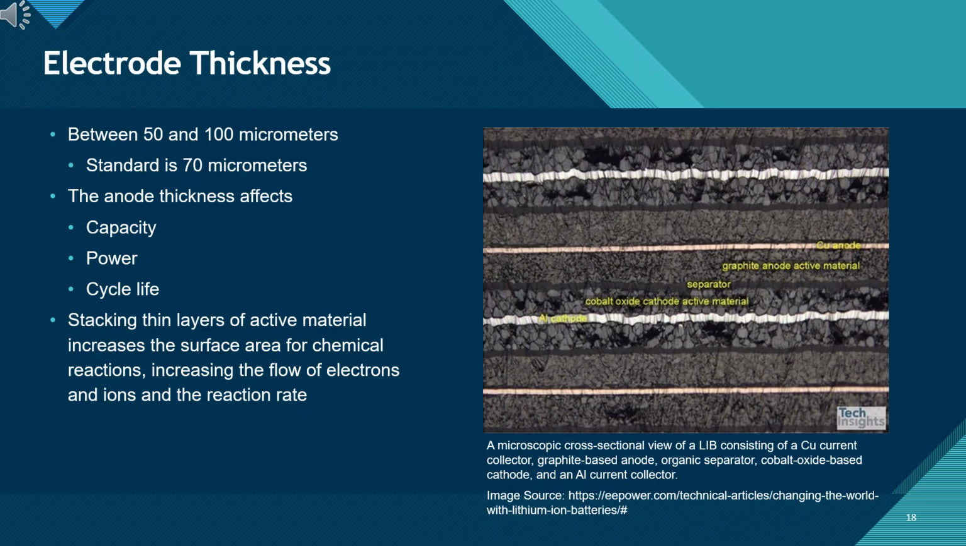Why do we care so much about this specific thickness? It comes down to a trade-off between capacity and power. If we make the layers thicker, we pack in more active material, which gives us higher capacity, energy. However, if we keep the layers thin and stack more of them, we increase the surface area. This allows ions and electrons to flow much faster, giving us higher power and better reaction rates.